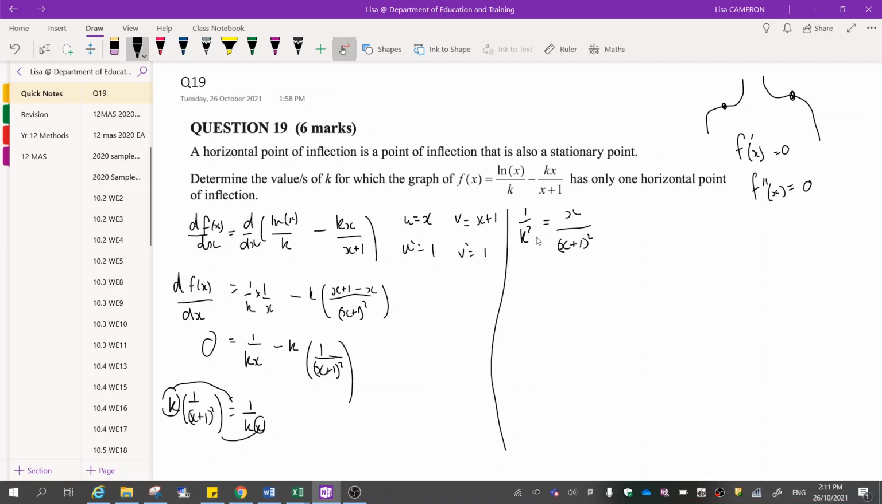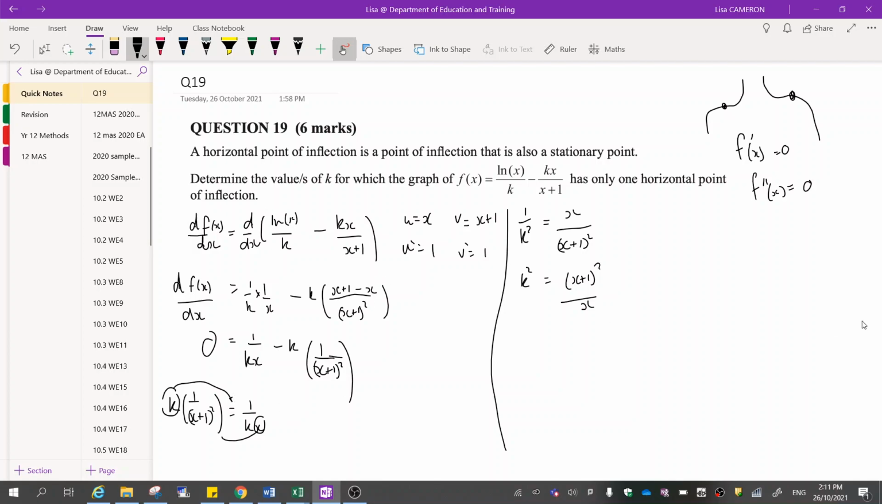Okay, and now in order to get k on top, I'm going to flip my fraction. So k squared is equal to x plus 1 squared over x. Okay, so I've done about as much as I can do with this up until this point. Now, I could have stopped here and then derived the next part to see what would happen, which would have made a lot of sense. But, you know, here we are.